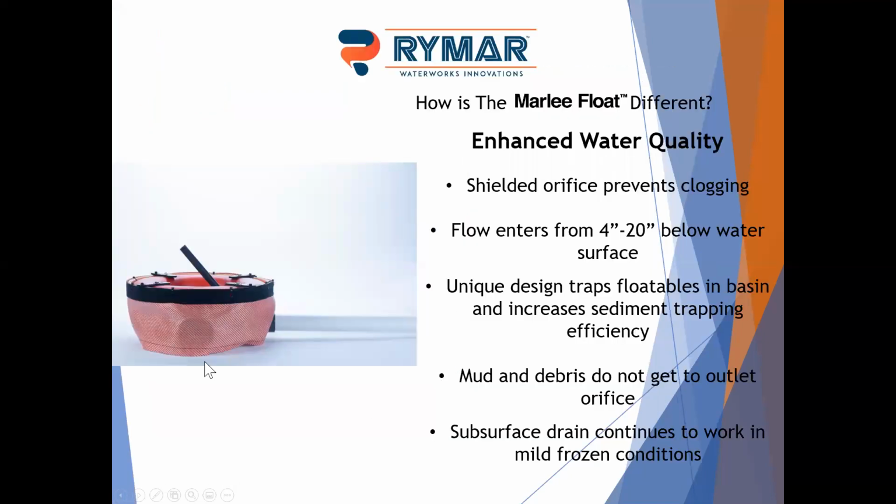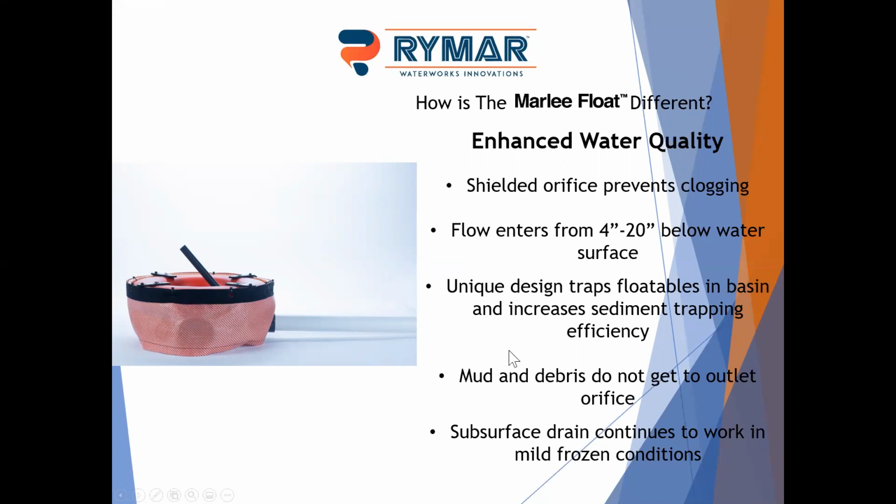We do have a shielded orifice, so we have this debris guard on the outside. Flow comes below that. It can come through, but it's a very low flow rate through there. It's really designed to be coming below the debris guard. This helps to trap floatables in the basin. It increases the sediment trapping efficiency. And for post-construction, it's going to enhance your water quality, although we don't have testing yet on just the skimmer by itself.